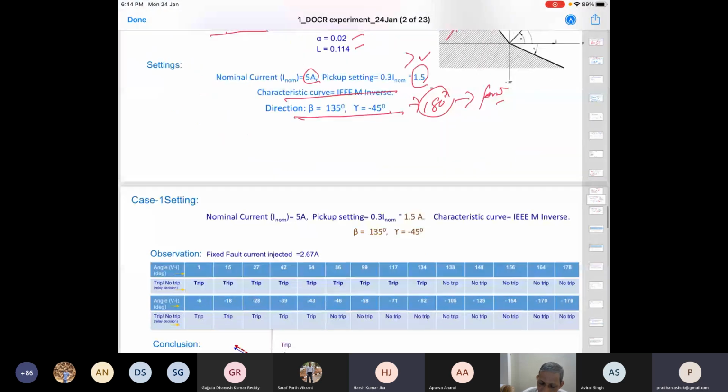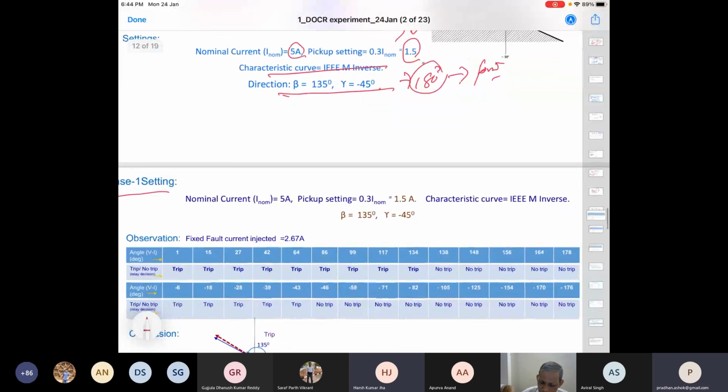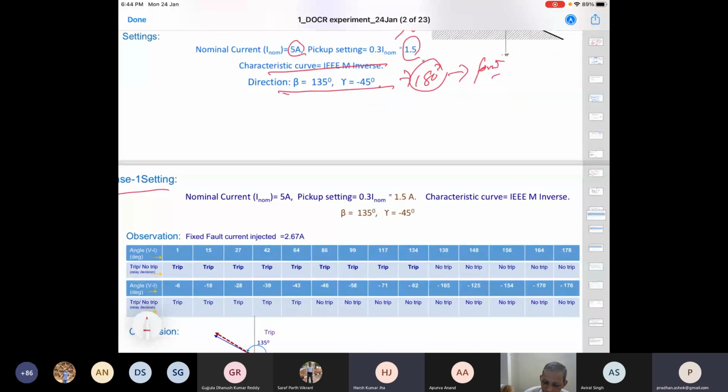So let us see two cases here, and how the relay responds from this perspective. This is a nominal current of 5 ampere, and the pickup is 1.5 ampere. So the current will be greater than the pickup, and it will always operate. The characteristic is the IDMT curve, as I already mentioned, the IEEE moderately inverse curve. For the given setting, beta is 135 with gamma minus 45. You can change this depending upon your wish; those are flexible settings. Now we see here this is a nominal current, meaning from the CT secondary perspective.